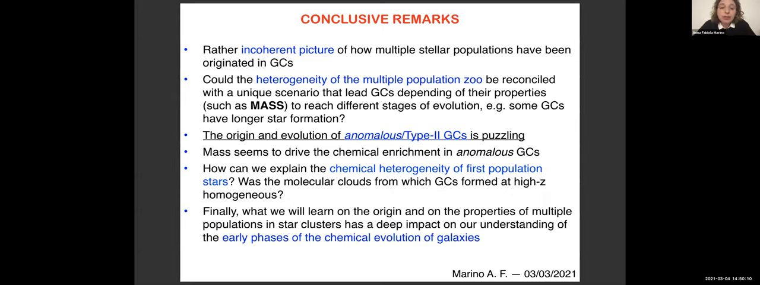Of course, it is important to understand all these issues, to understand the early phases of the chemical evolution of galaxies, not just the origin of the multiple stellar population phenomenon. And yes, with this I conclude. Thank you.